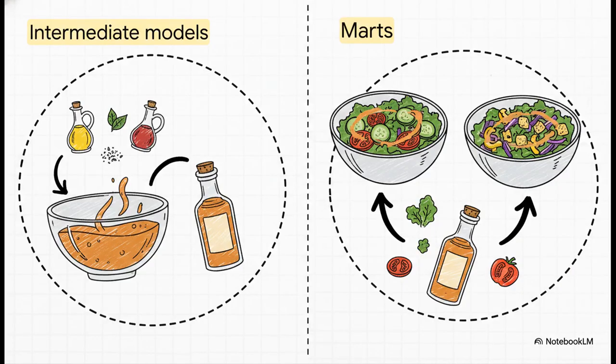Let's go back to our salad bar. If staging was just prepping the raw ingredients, then intermediate models are like creating those reusable components. So think about mixing oil and vinegar to create a vinaigrette. You're combining ingredients into something useful, but it's not the final meal. And the marts? Well, those are the finished salads right there on display, the chicken Caesar, the Greek salad, all assembled and ready for your hungry end users to just grab and go.